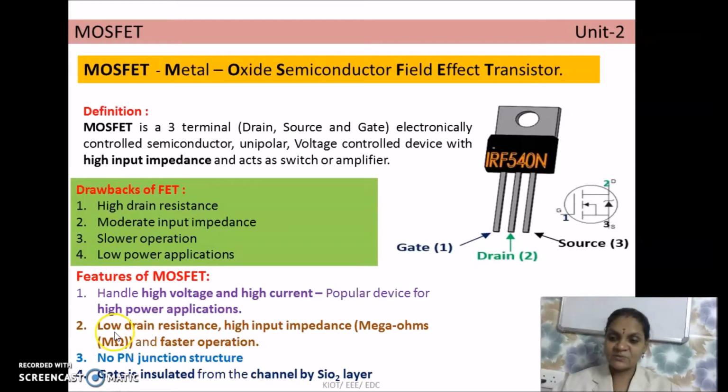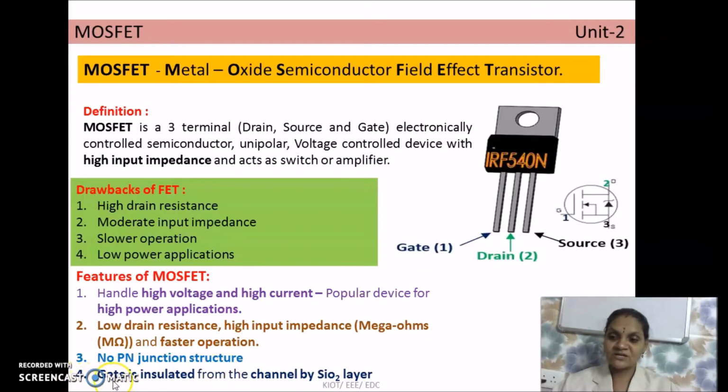And the second one is low drain resistance. Here the drain resistance is made very low, and at the same time there is high input impedance, of the order of mega ohms, and faster operation. That means the switching speed will be very high. Another important feature is that there is no PN junction structure. So MOSFET does not have any PN junction structure like that of the JFET. That is one very important point you have to note down.